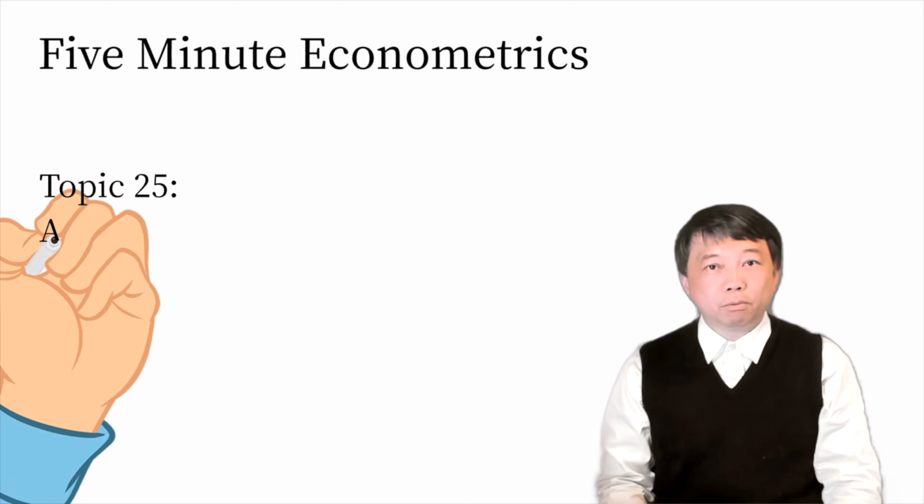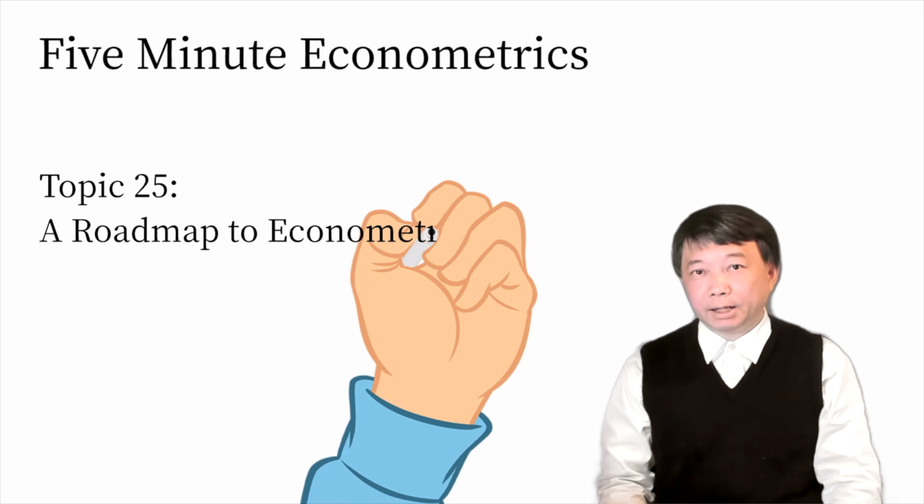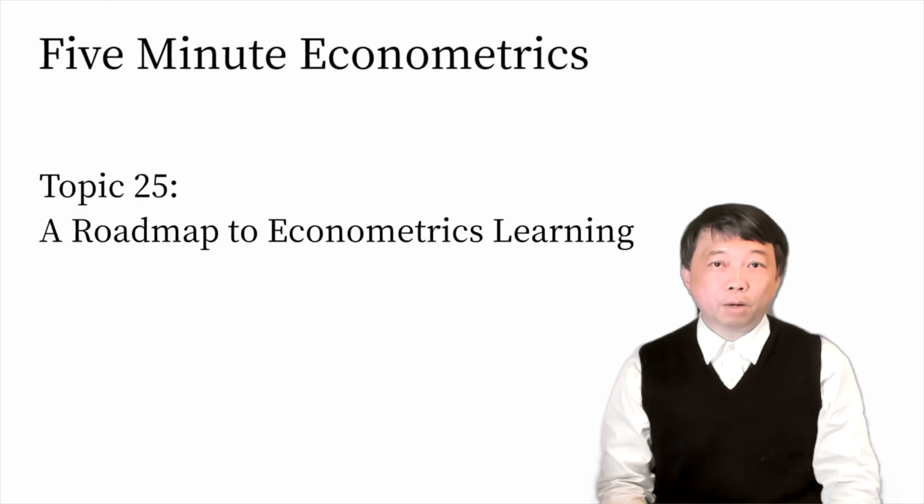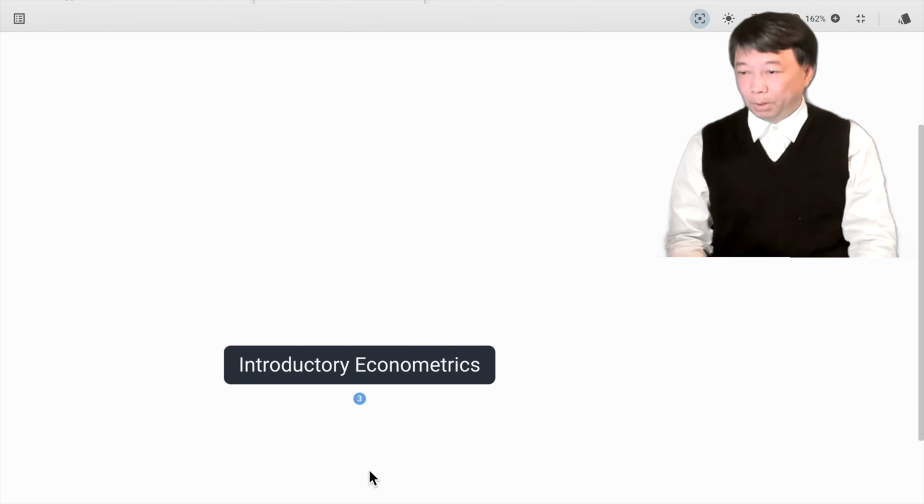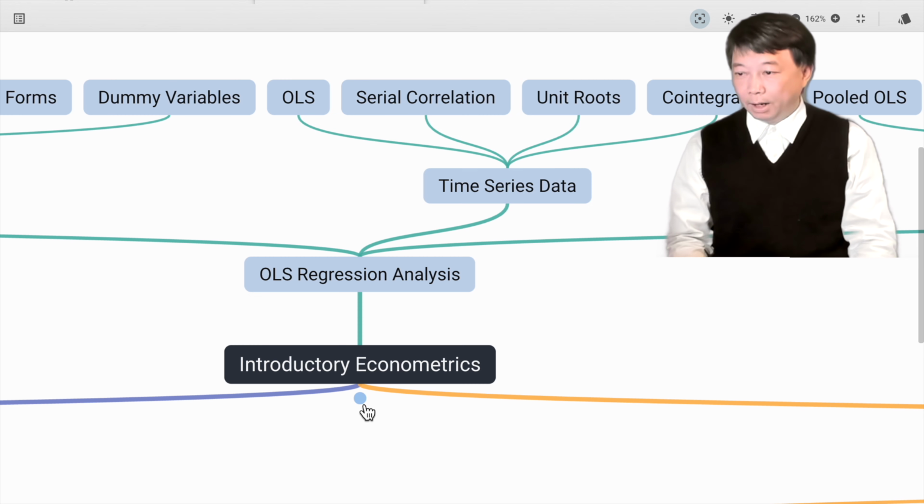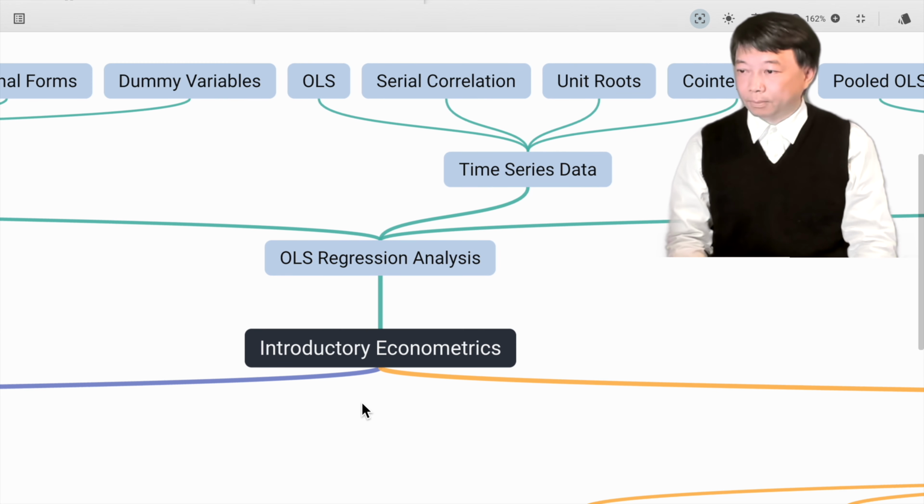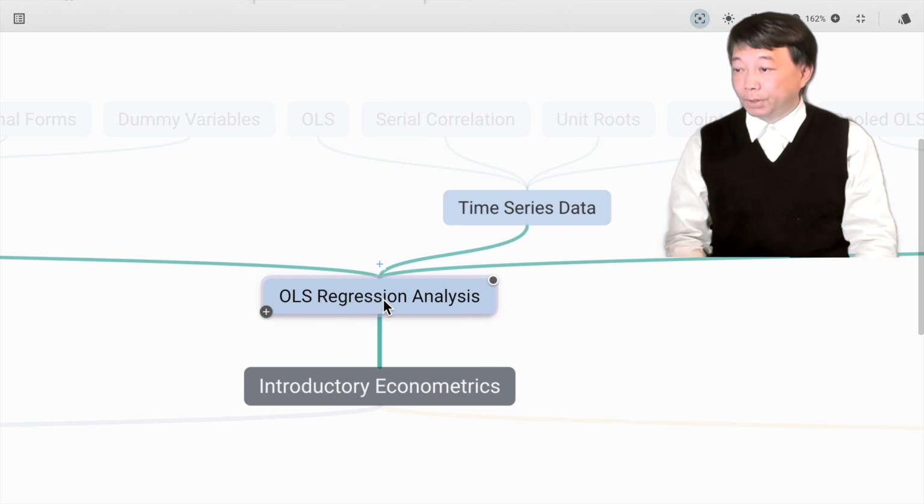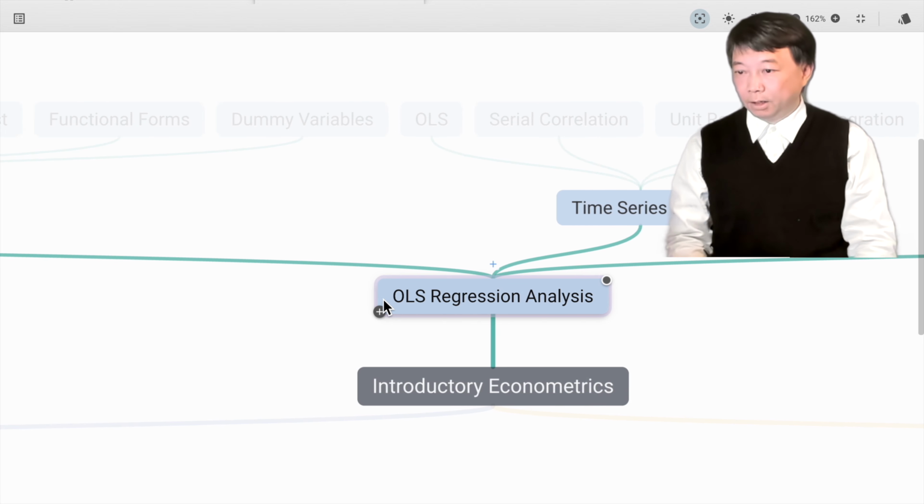Today, I will provide a roadmap for learning econometrics and an overview of what we will explore in this course. An introductory course in econometrics consists of two key components. The first component focuses on OLS regression analysis. It covers basic concepts and models applied to three major data structures. We start with cross-sectional data.